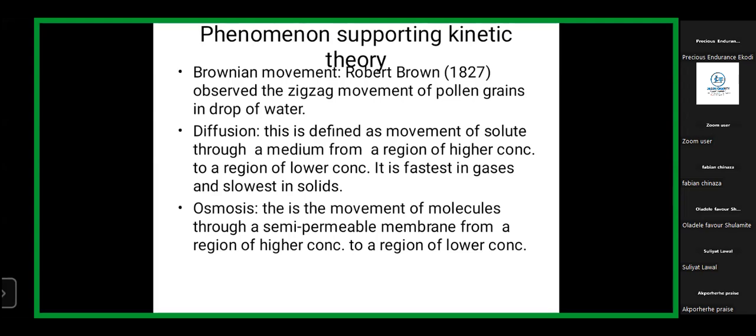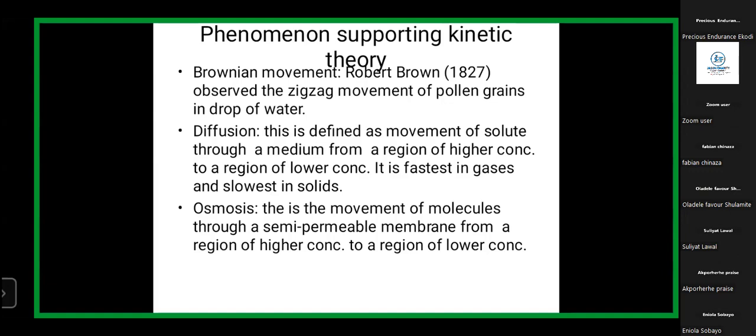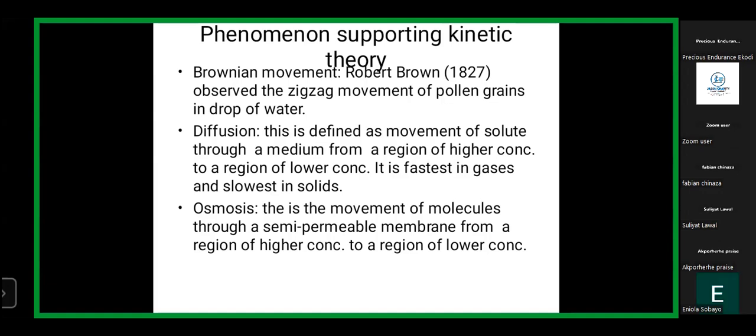Now, quickly, we move to the phenomena supporting the kinetic theory of matter. There are three: Brownian movement, diffusion, and osmosis. Diffusion and osmosis, I'll take that very fast, is the movement of molecules from a region of higher concentration to a region of lower concentration. But the difference between osmosis and diffusion is that for osmosis, there must be a semi-permeable membrane. Quick example, I want to differentiate between osmosis in two different substances now.